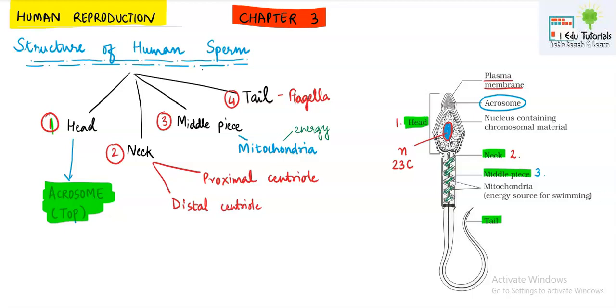So middle piece is the place where maximum mitochondria are concentrated, and of course the tail is a structure that contains flagella, and this helps in the movement. This makes the human sperm motile, because female gametes are immotile, they will not be able to move. So it is always the male gamete that has to go into the female genital tract.